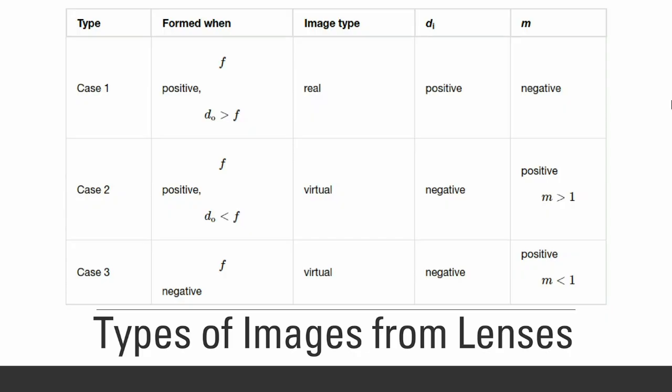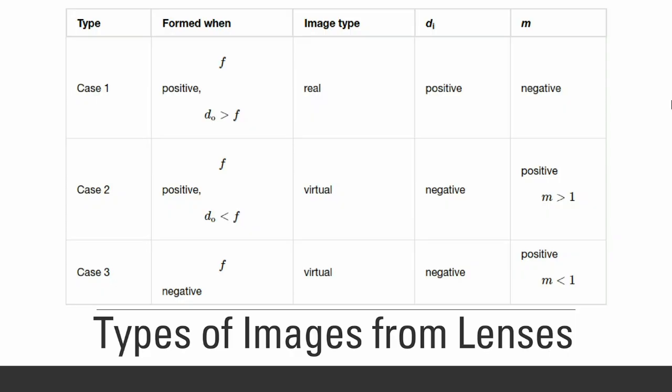The real image is basically one that could exist in real life, and a virtual image is one that could not exist in real life. The different cases, so you have positive focal length, meaning case 1 and case 2 are for converging lenses. Diverging lens is negative focal length. So diverging lenses will always produce virtual images. They'll always have an image distance that's negative, meaning it's on the same side of the lens as the object.